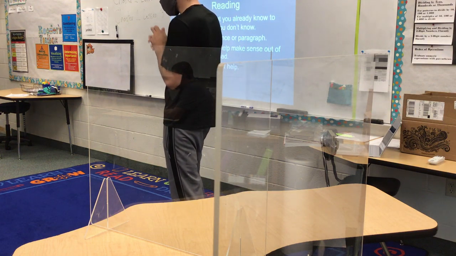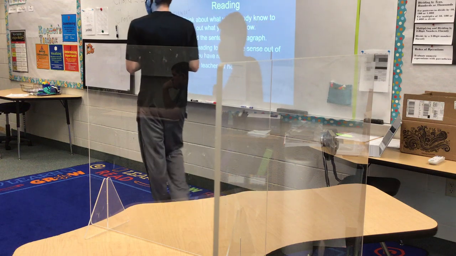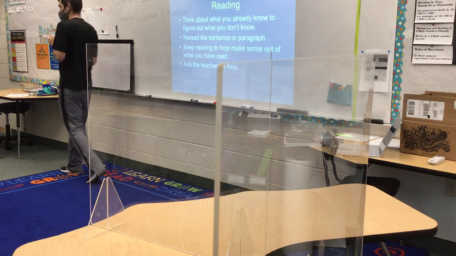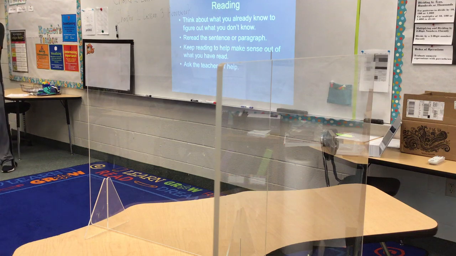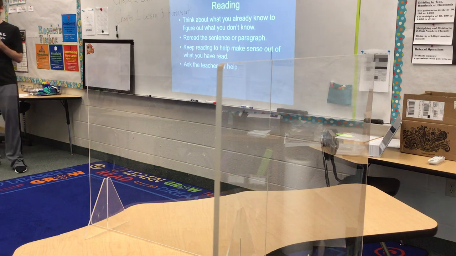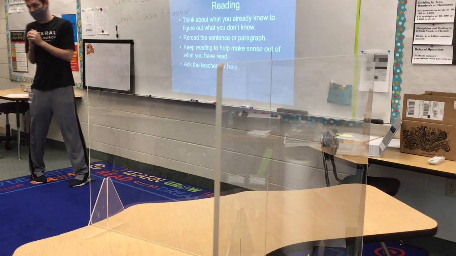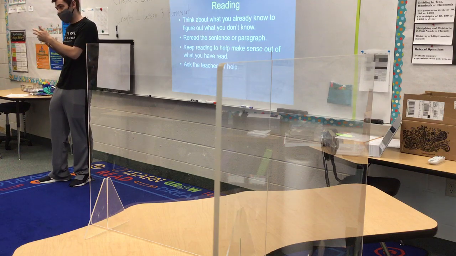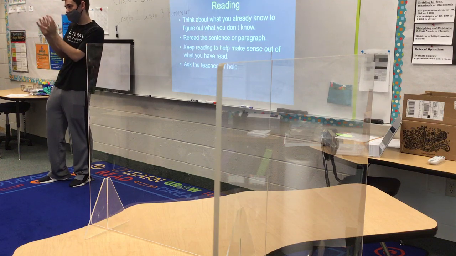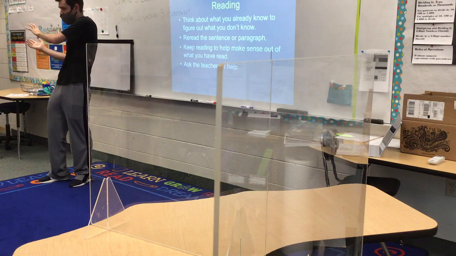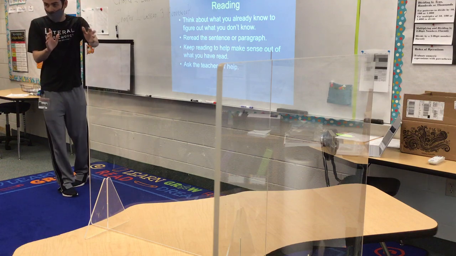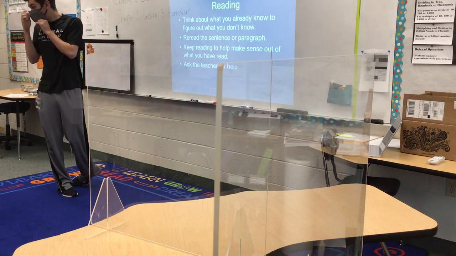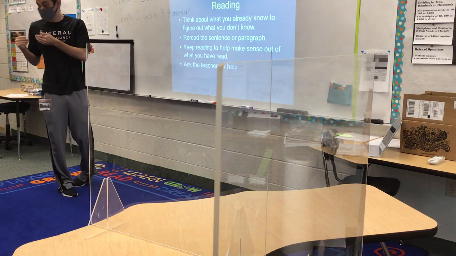So maybe you're reading a science article and they're talking about tsunamis and you don't know what a tsunami is, but you do know what flooding is. So you can kind of compare the two and maybe use what you know about flooding to help you understand what a tsunami is. Okay, you kind of understand what I'm getting at there.